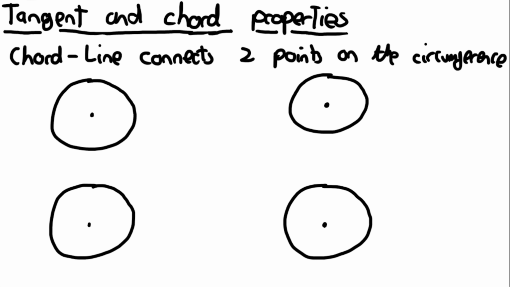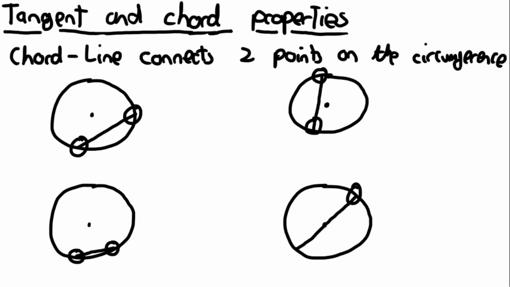So this can literally be any 2 points, and chords can therefore look very different to each other. For example, this is a chord because it connects these 2 points. This is a chord because it connects these 2 points, and this is a chord because it connects these 2 points. The only example that would not be a chord is if it passes through the centre of the circle, because then it isn't a chord, it's actually the diameter. So this isn't an example of a chord, but everything else is.